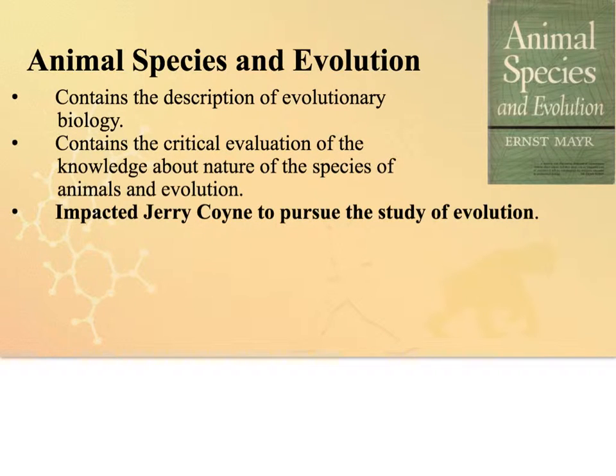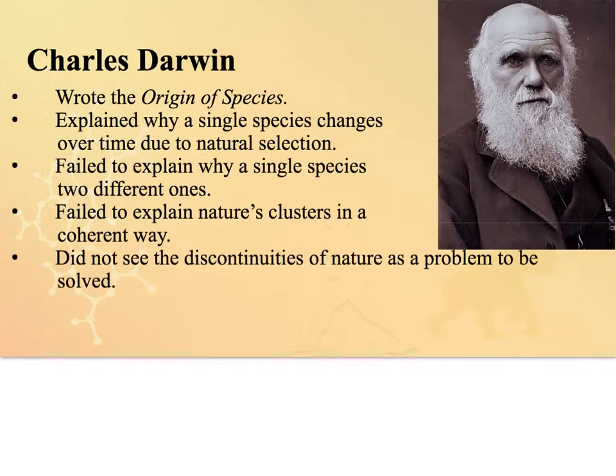Animal Species and Evolution, written by Ernst Mayr, contains a description of evolutionary biology. It also contains a critical evaluation of the knowledge about the nature of the species of animals and evolution.